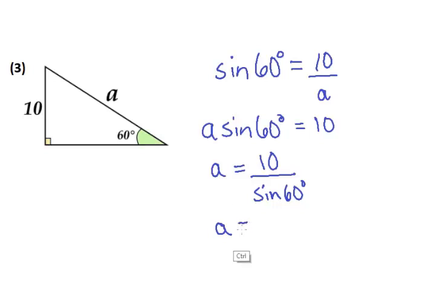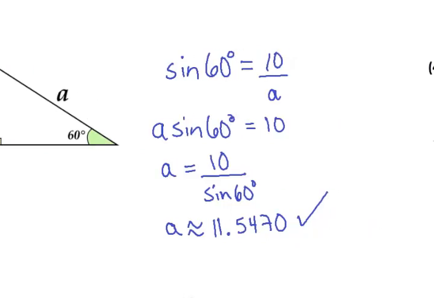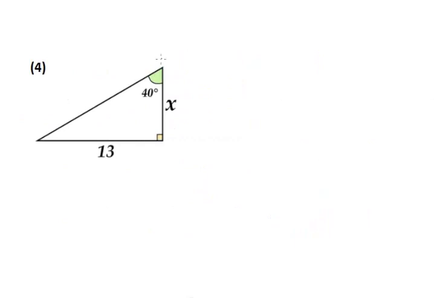So you don't have an equal, you have an approximation, right? You're going to round to 4 decimal positions. If you round to 4 decimal positions, you will get 11.547. That will be the value of the variable A. There we go. Next.